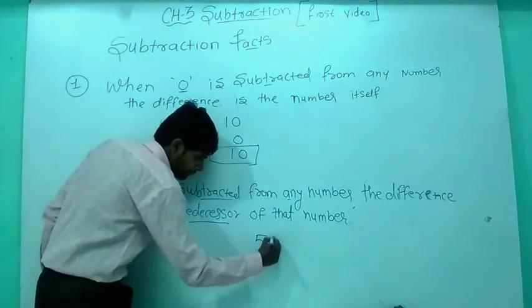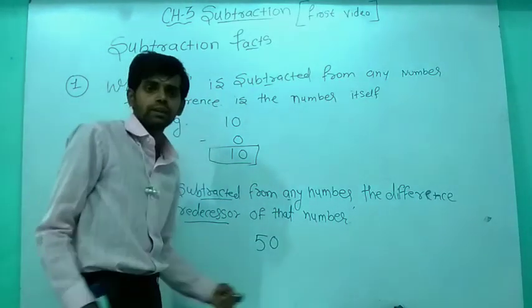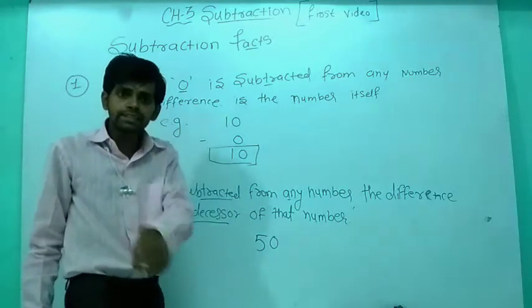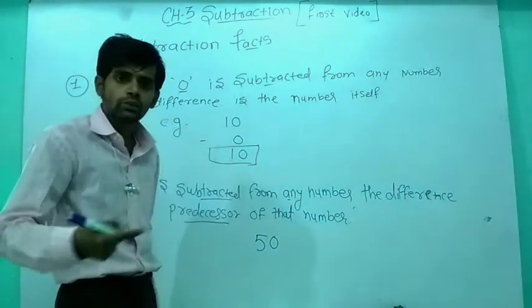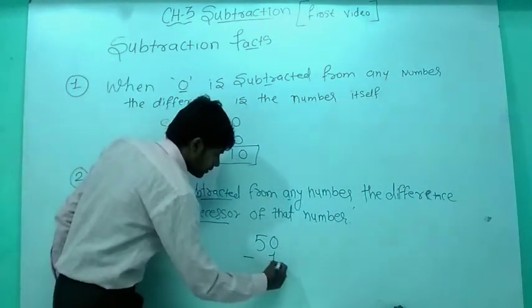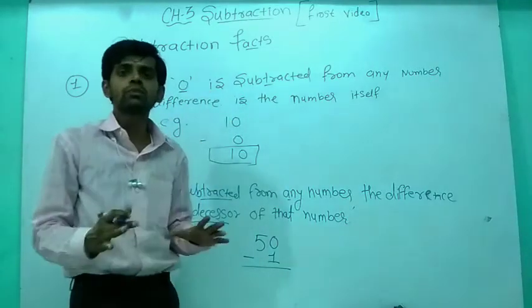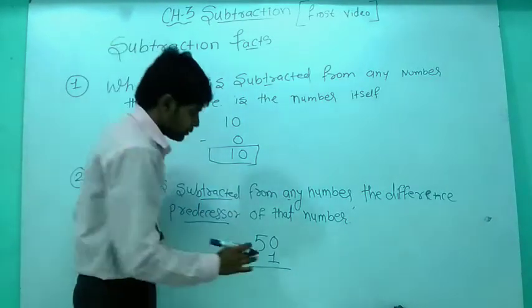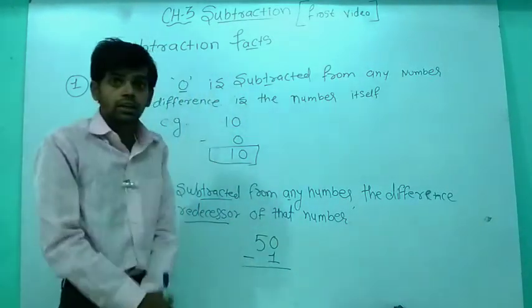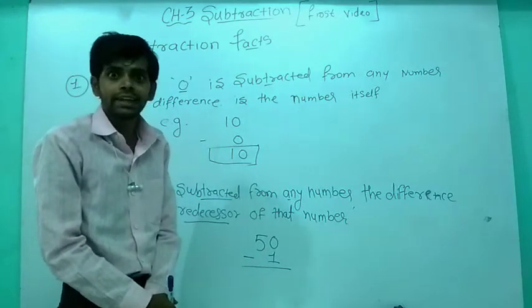So there is a number 50. What do I have? 50. And I want to find out the predecessor of 50. So what will I do? I will remove 1. Means what? I will subtract 1. So 50 minus 1 will be 49.